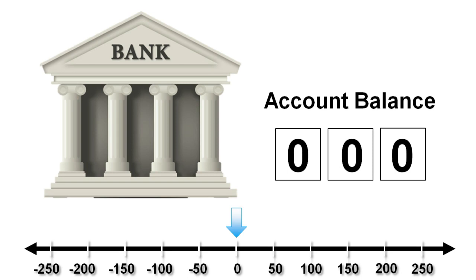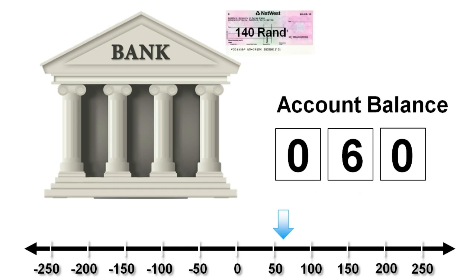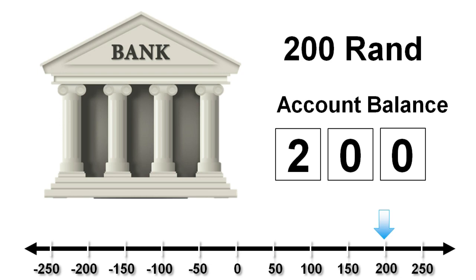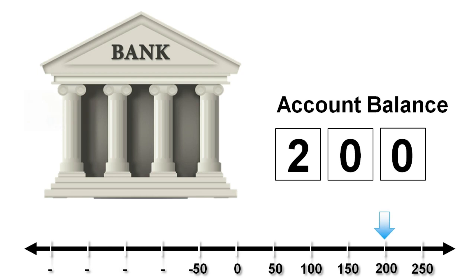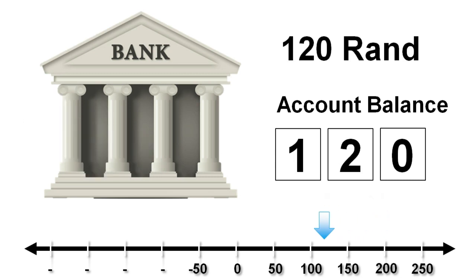Let's look at this same process on the number line. When the account is opened, the account balance is 0. 60 Rand is deposited and the account balance increases to 60 Rand. Then a further 140 Rand is deposited. The account balance increases by 140 Rand to 200 Rand. 80 Rand is withdrawn, so the account balance reduces by 80 Rand to 120 Rand.